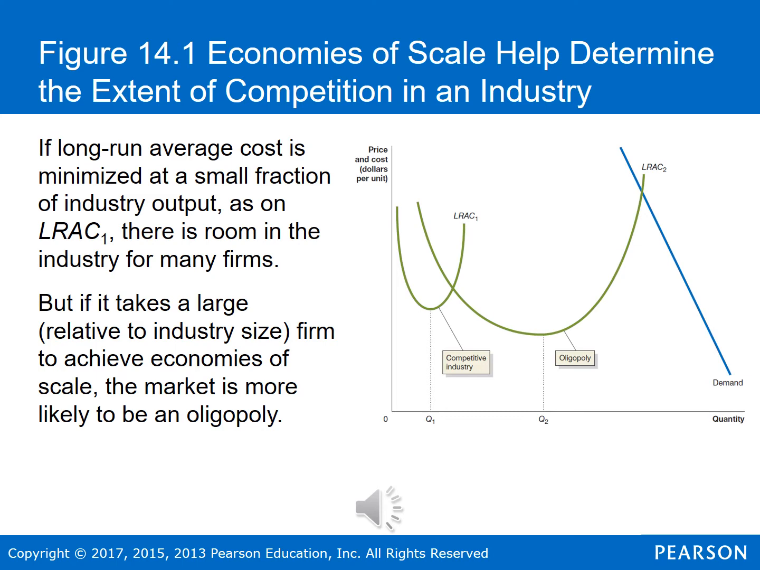If it takes a large firm, relative to industry size, to achieve economies of scale, the market is more likely to be an oligopoly. So using this idea of economies of scale, we can explain why there's much more competition in the restaurant industry than in the music streaming industry. Because very large restaurants do not have significantly lower average cost than smaller restaurants, the restaurant industry has room for many restaurants. In contrast, a large music streaming firm, things like Spotify or Pandora, has much lower average costs than would a small music streaming firm. And this is partly because a large firm can spread the high fixed costs of streaming music across a large number of subscriptions being sold.